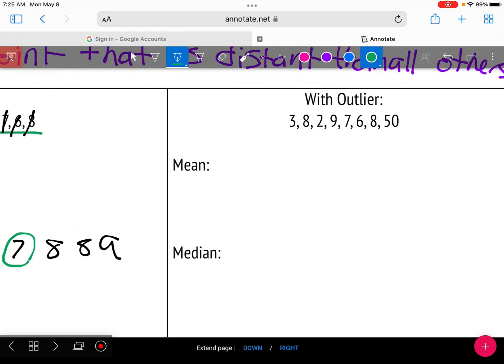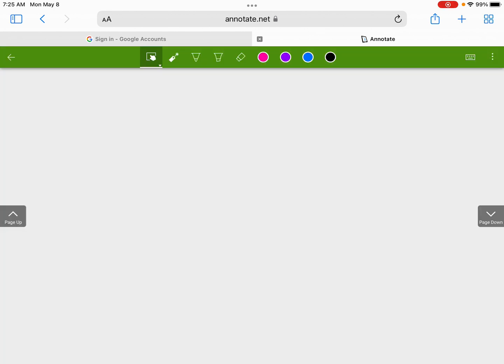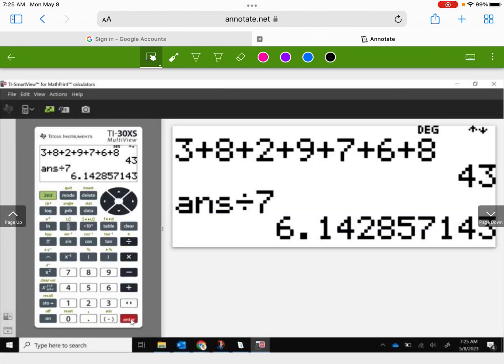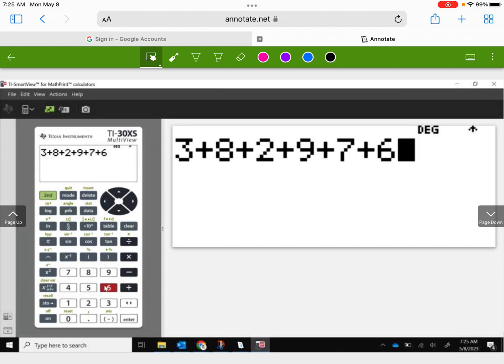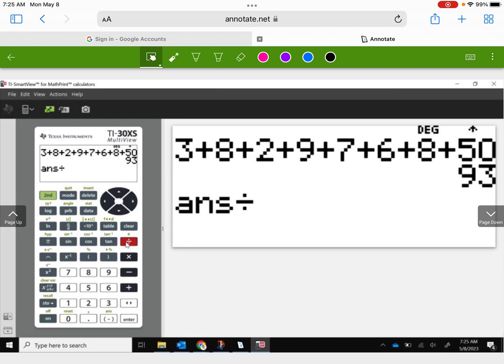Okay, so we're going to do the same thing. We're going to find our mean. I'm going to add them up. So we've got 3 plus 8 plus 2 plus 9 plus 7 plus 6 plus 8 plus 50. And this time we have 8 points here because Shaq came to visit. So we have 11.6 is our average this time.